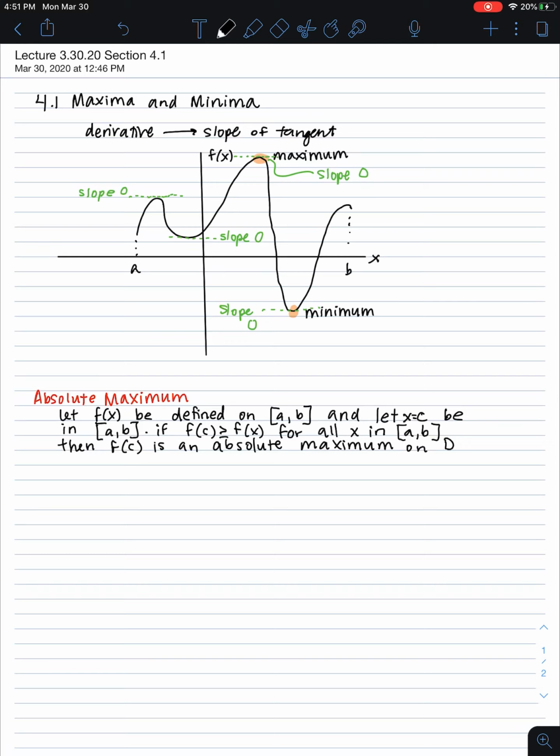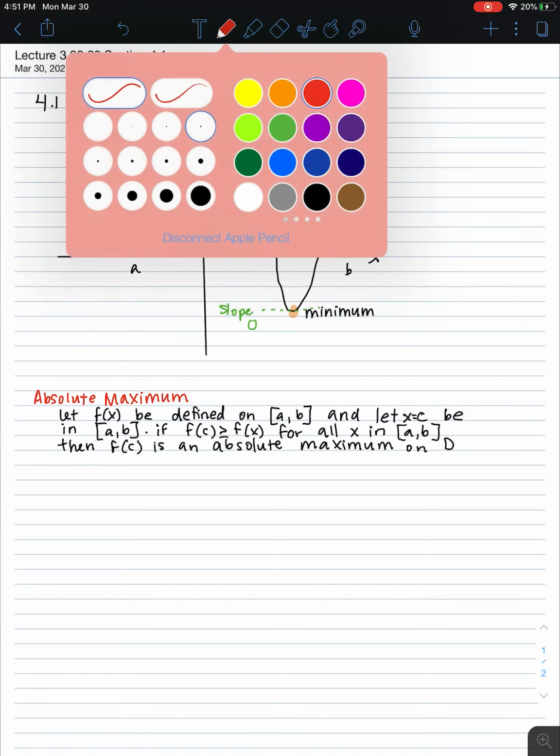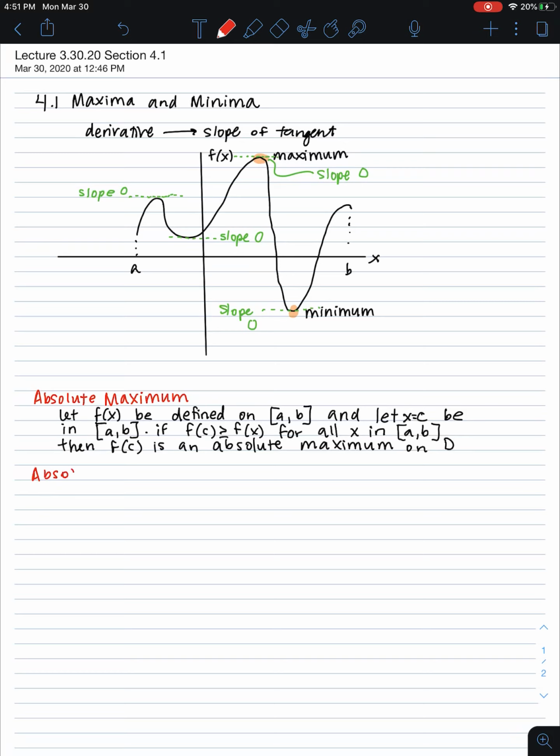Okay, and for the definition of an absolute minimum, it's the exact same thing, except it's if f of C is less than or equal to all of our values of our function. Then it would be called an absolute minimum. And these two form together for a new definition, which is absolute extrema.